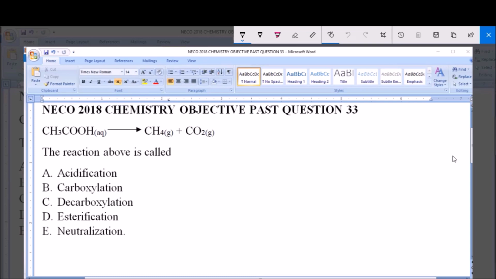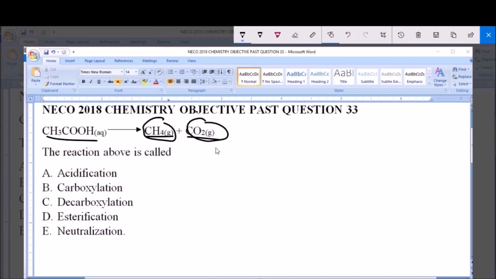Hello and welcome. I will be answering NECO 2018 Chemistry Objective Past Question 33. So you have this reaction here involving ethanoic acid giving off methane and carbon dioxide. Now the reaction above is called A, acidification, B, carboxylation, C, decarboxylation, D, esterification, E, neutralization. Now the first thing to note in this reaction are the products of the reaction. So you have methane and you have carbon dioxide.